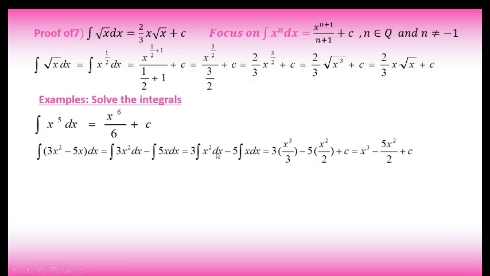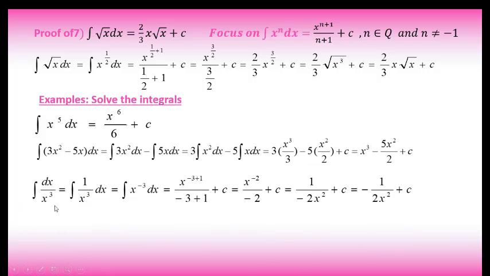Now integral x squared dx, it is of the form x^n dx. Add 1 to the power, the new power is 3, now divide by it. Then x dx is also of the form x^n dx, where n equals 1. When we write x, it means x power 1. Now add 1, 1 plus 1 is 2, divided by 2, plus c. The result is x cubed over 3 minus 5x squared over 2 plus c. c is written alone. Keep in your mind that c should be written alone.